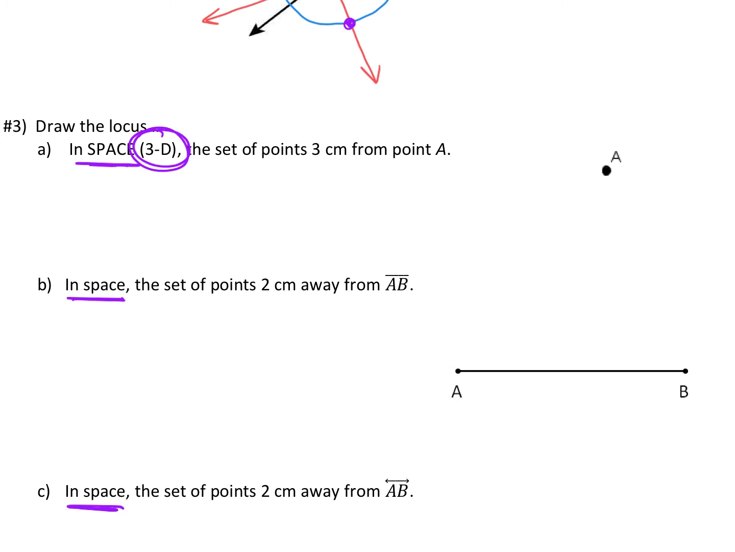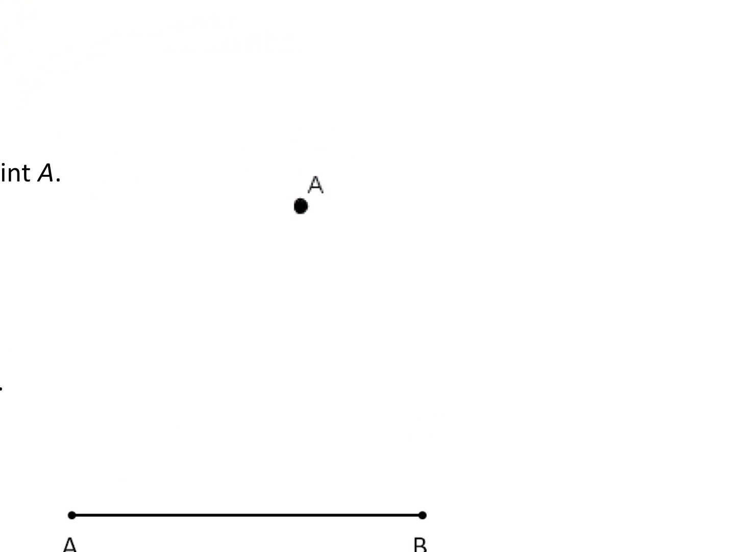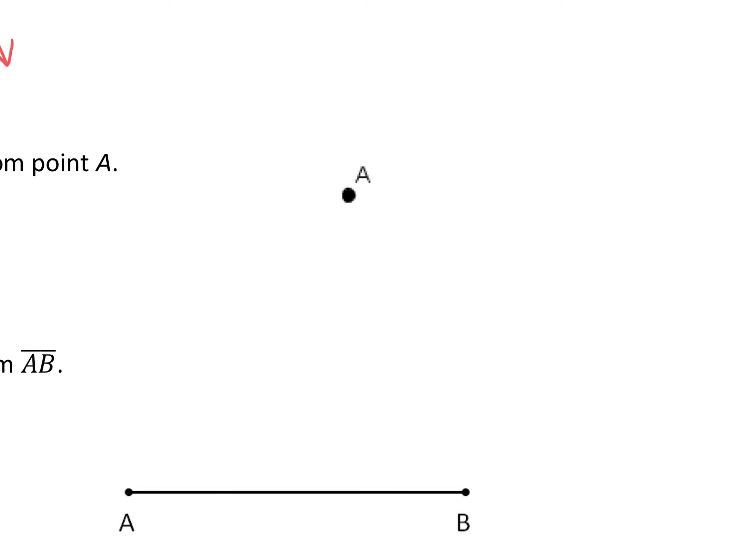So in space, the set of points 3 centimeters away from point A. What would that be 2-dimensionally? 3 centimeters away from A. What do you get? A circle. What is a 3-dimensional version of a circle? Sphere. A sphere. So you have to draw a sphere, which means just draw a circle.